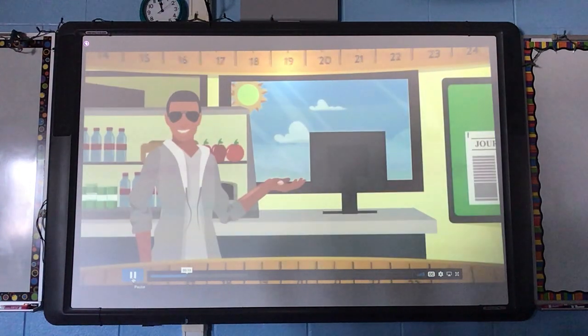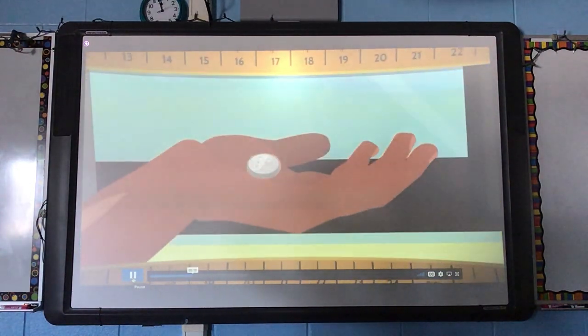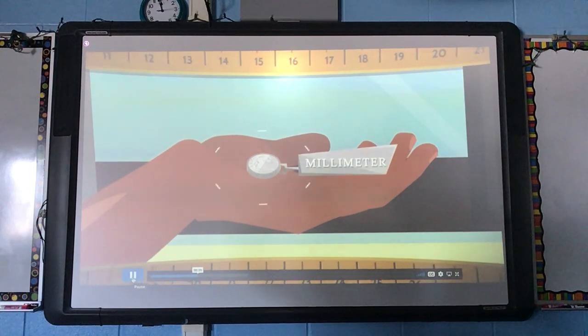When you buy food at lunchtime, it's about the thickness of a dime.